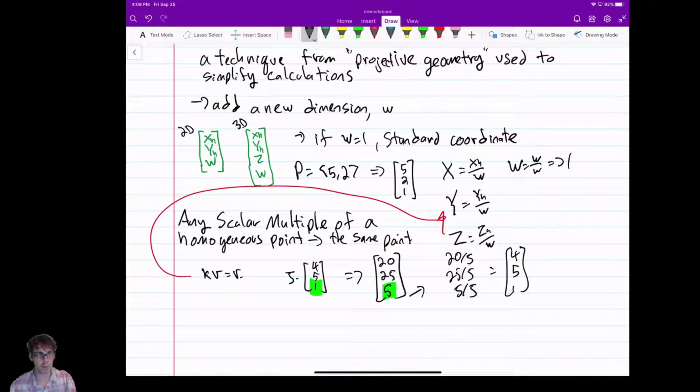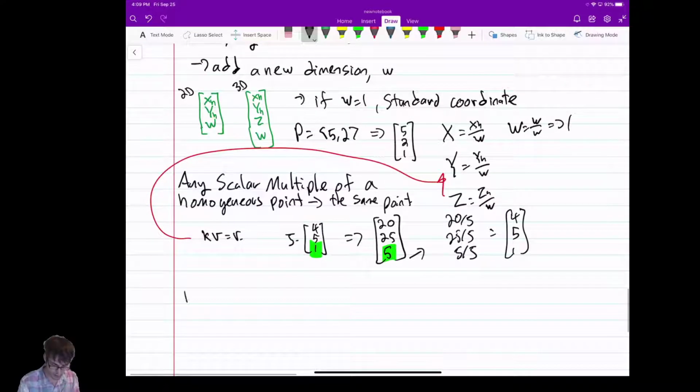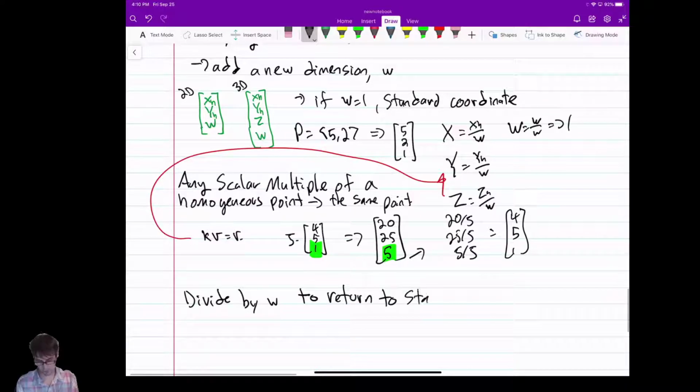It's just in homogeneous space and not in standard space, right? So I'll write that out. You divide by w to return to standard points.